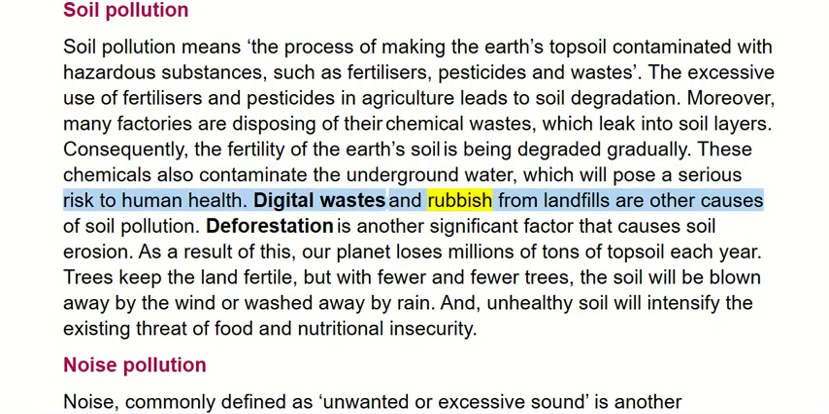Digital wastes and rubbish from landfills are other causes of soil pollution. Deforestation is another significant factor that causes soil erosion. As a result of this, our planet loses millions of tons of topsoil each year. Trees keep the land fertile, but with fewer and fewer trees, the soil will be blown away by the wind or washed away by rain. And unhealthy soil will intensify the existing threat of food and nutritional insecurity.